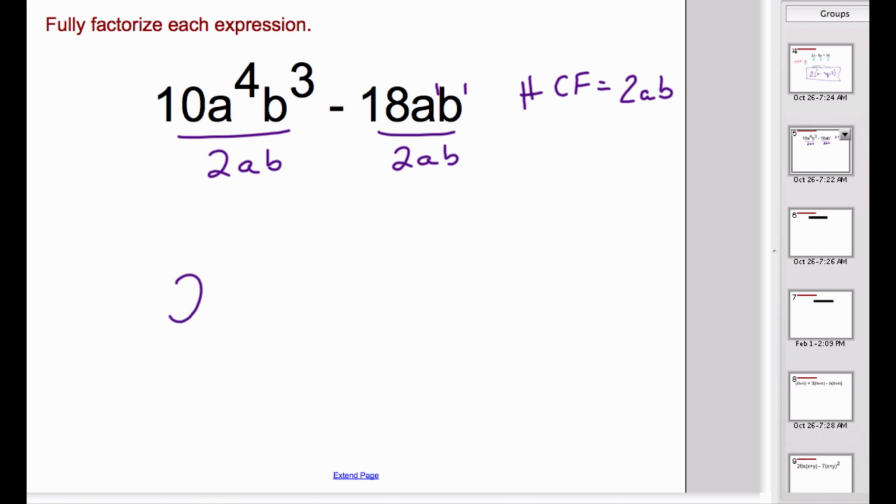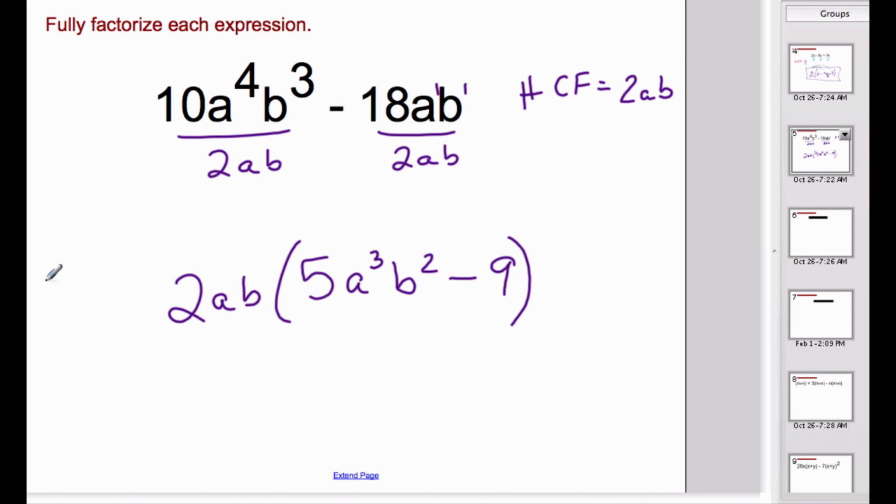then what we have left is the piece that gets written inside of our brackets. So here 10 divided by 2 gives us 5. A to the fourth divided by a is a to the third, and b to the third divided by b is b to the second. And then in our second piece, 18 divided by 2 is 9, so we have minus 9. A divided by a is 1, and b divided by b is 1, so we have just 9 remaining.